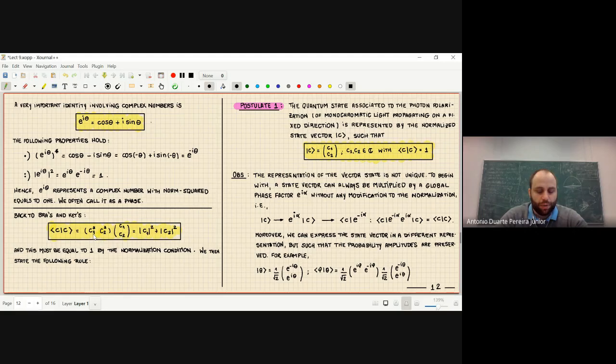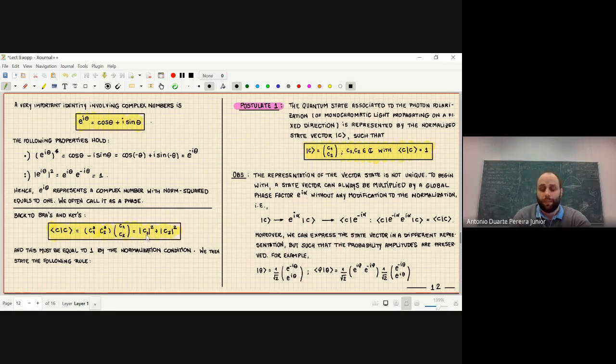Now, if I take the product between C1 star with C1, by definition, as we just recapped in the complex number recap, C1 star times C1 is the norm squared of C1. Okay? And C2 star times C2 is the norm of C2 squared.